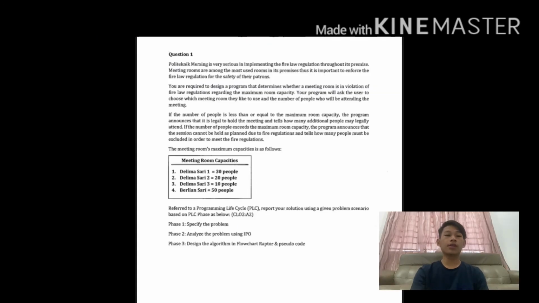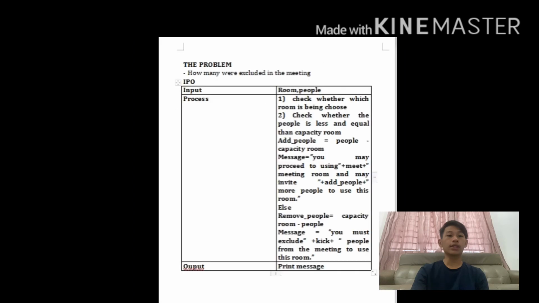Okay, this is for PBT 1. First, question 1, you can see it. And first question, specify the problem. The problem: how many people were excluded in the meeting? That's the problem. Second is IPO.